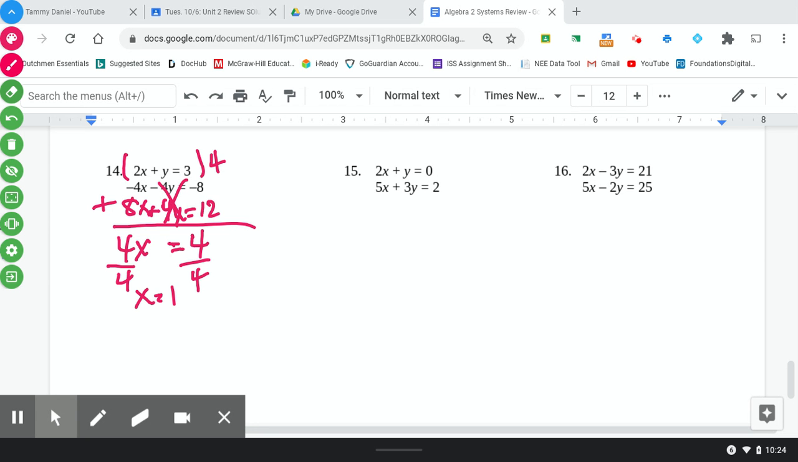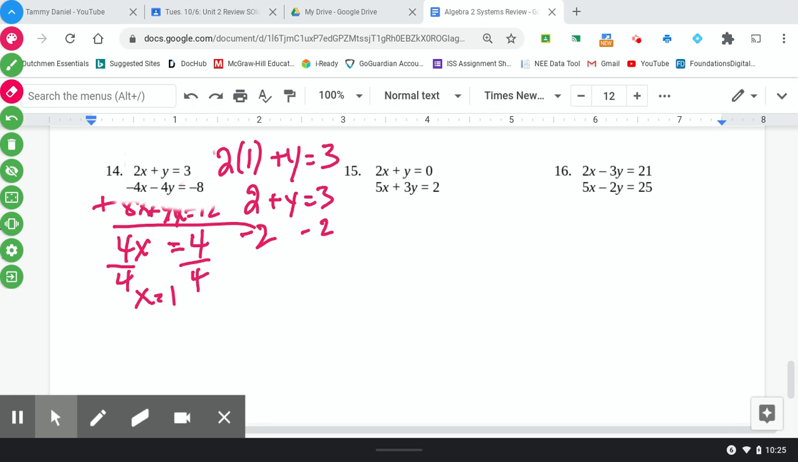So now I can come back up, and in either of these two equations, I can plug in x is 1. So 2x, but instead of x, I'm putting a 1, because x is 1, plus y equals 3. So 2 plus y equals 3, subtract 2, and y is also 1. So our answer for number 14 is 1, 1.